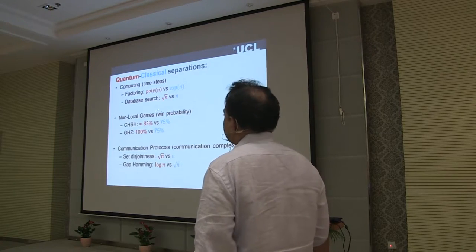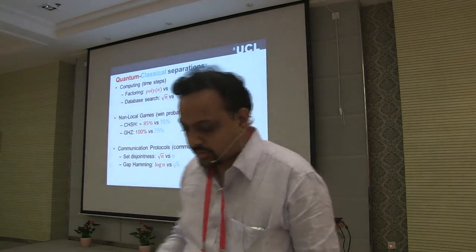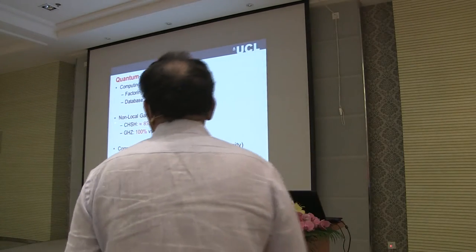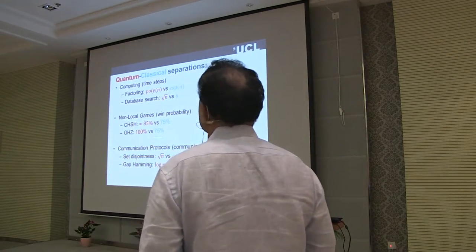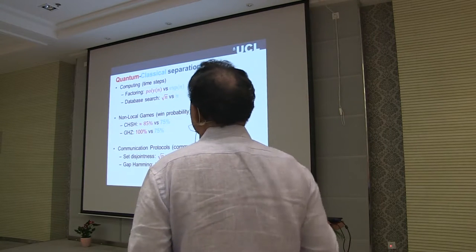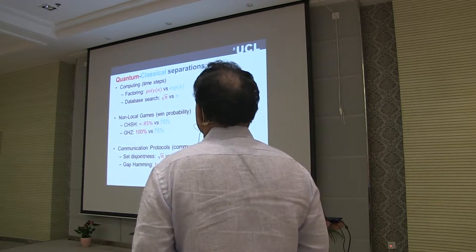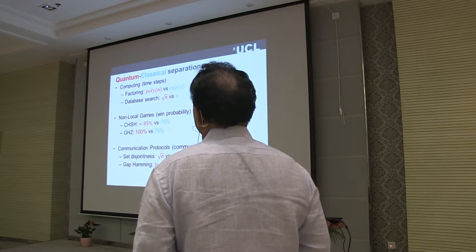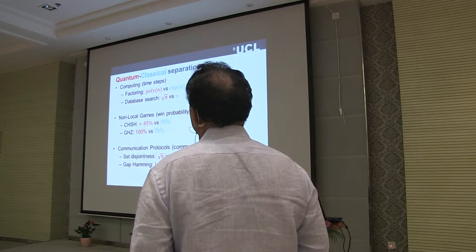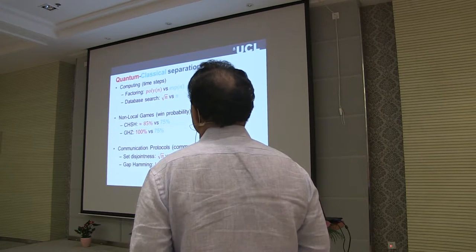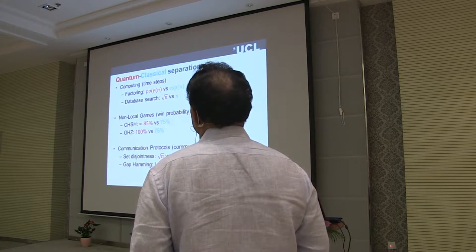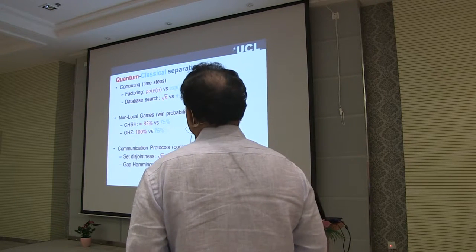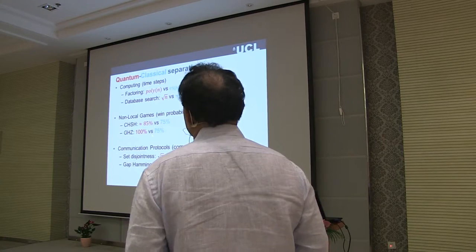Now, for non-local games, these are the games that we have probably seen during the day, the CHSH games and the GHZ games and so on, these are the multi-player games. For these, the success probability, if you use quantum protocols, is higher. For CHSH, it's 85% versus classically 75%. For GHZ, in fact, for quantum, it's 100% versus classically 75%.